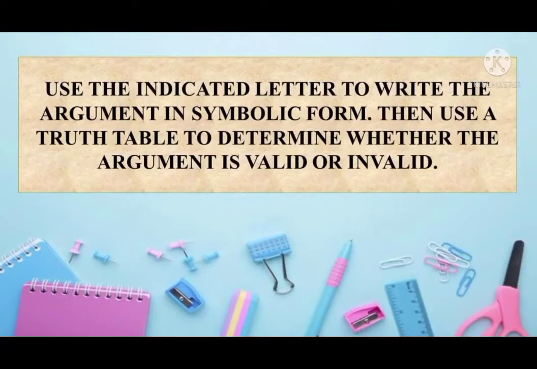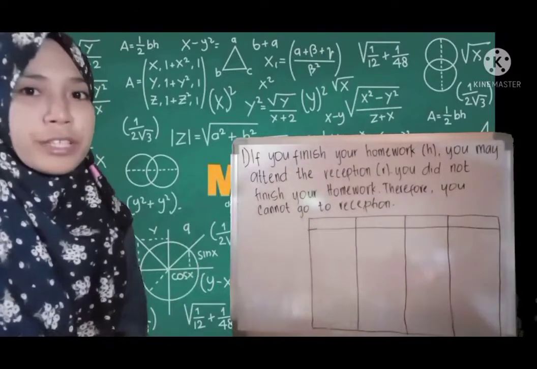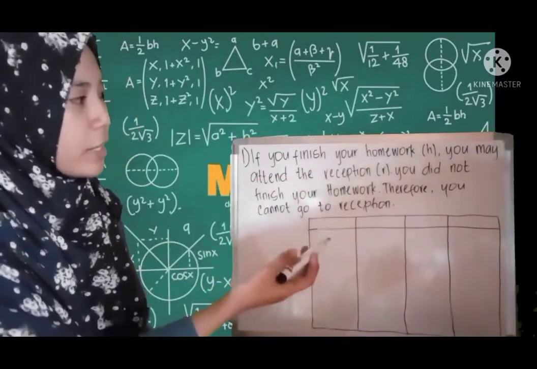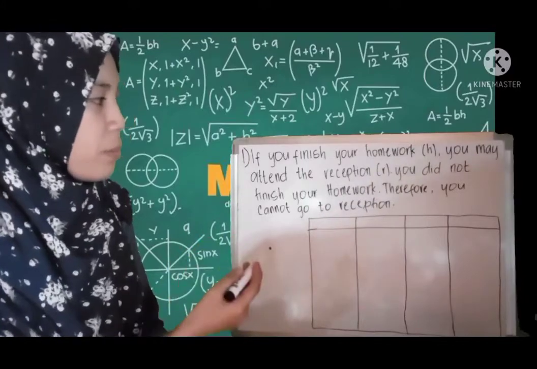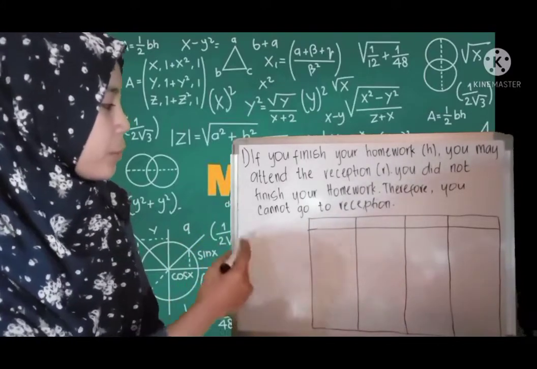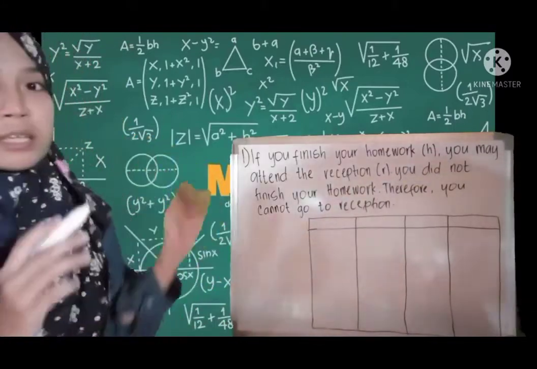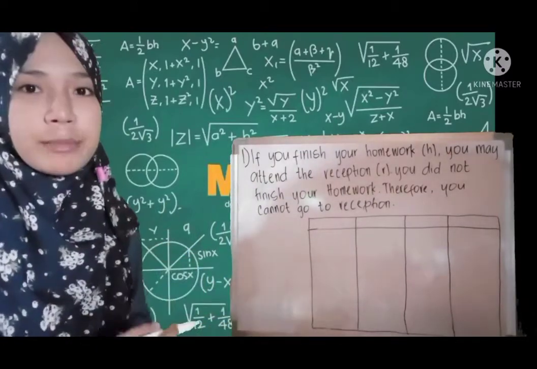In this exercise, use the indicated letter to write the argument in symbolic form. Then use a truth table to determine whether the argument is valid or invalid. So, when you read exercise number 1: if you finish your homework H, you may attend the reception R. You did not finish your homework, therefore, you cannot go to reception. Sa pagkuha ng symbolic na to is ganun din sa first na in-explain natin.